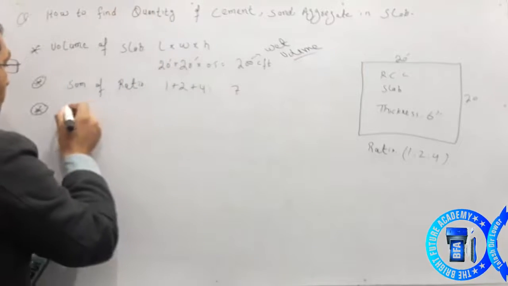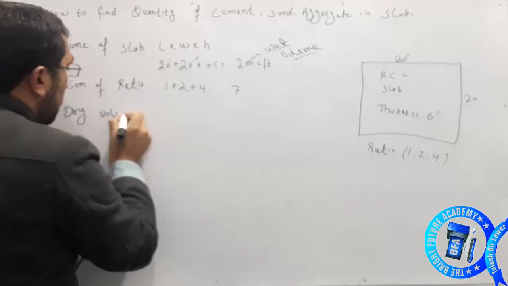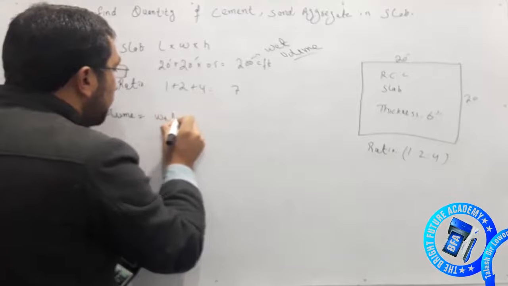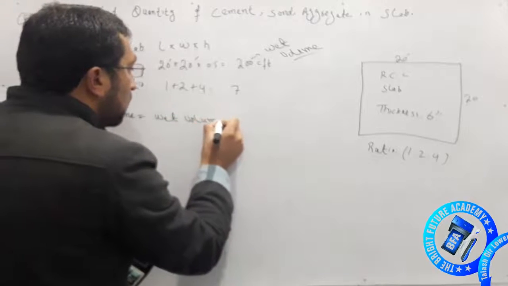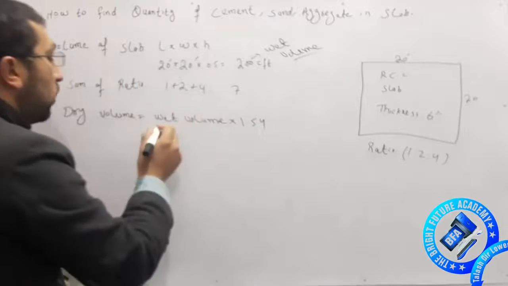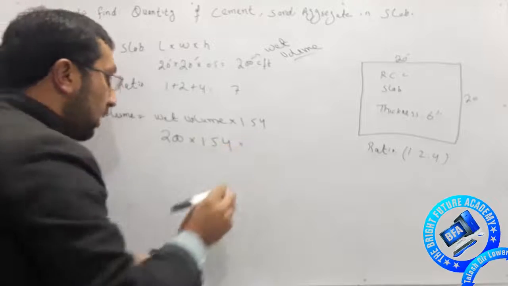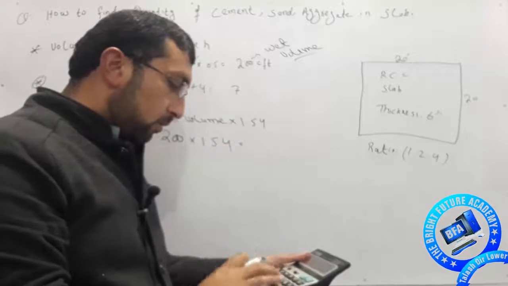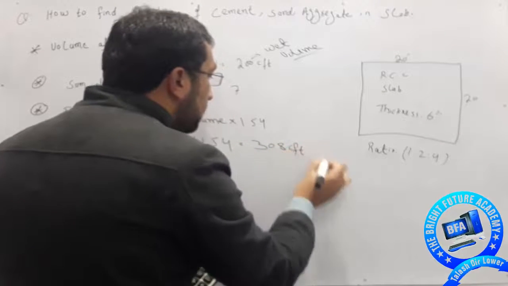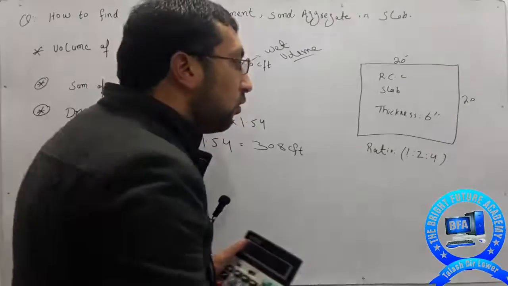The dry volume is equal to the wet volume multiplied by 1.54. The wet volume is 200, so multiply by 1.54. Then the result comes in cubic feet. Now I find cement, then sand, and the last one aggregate.